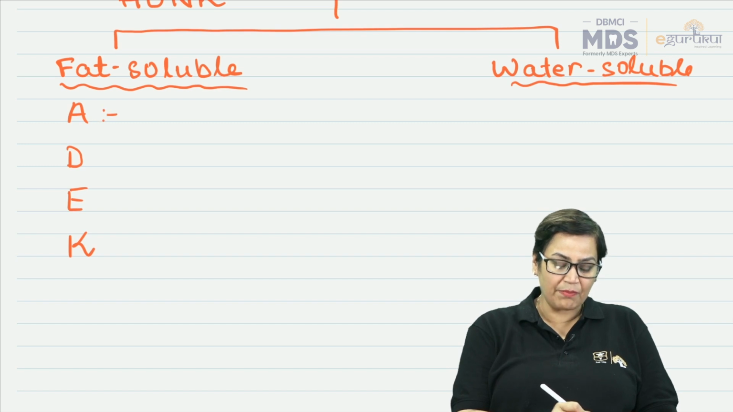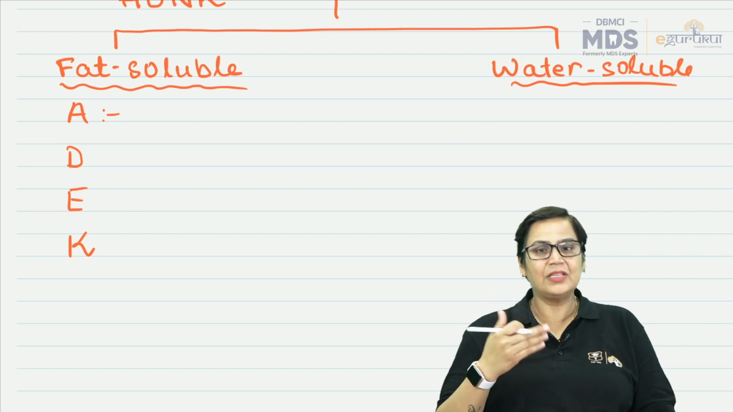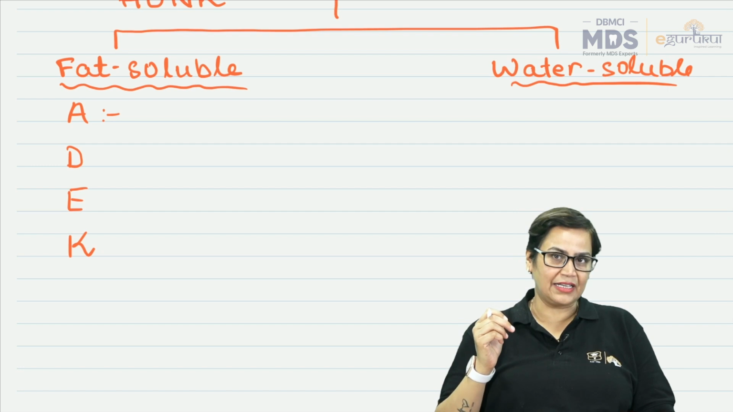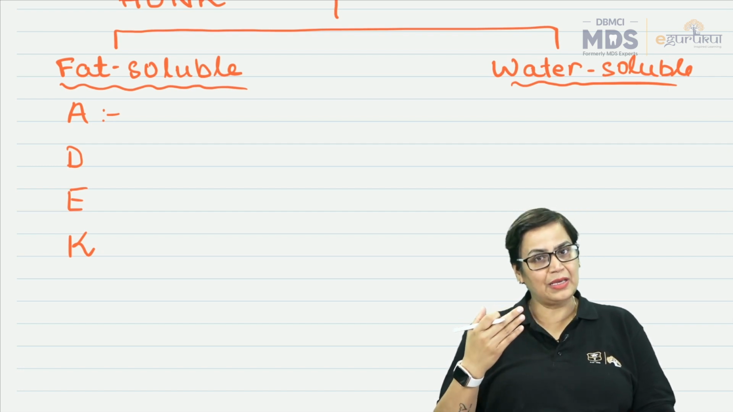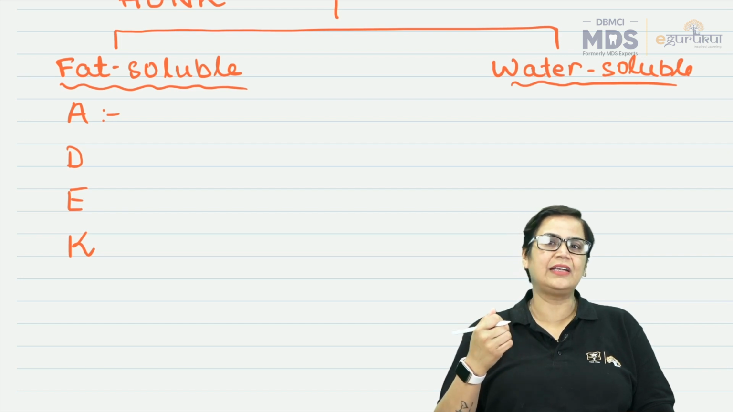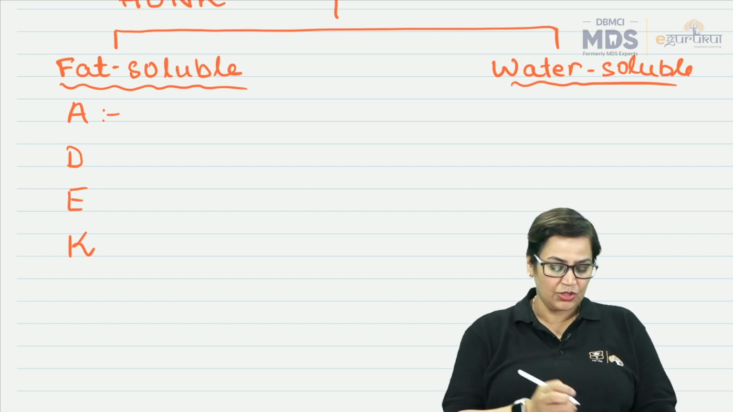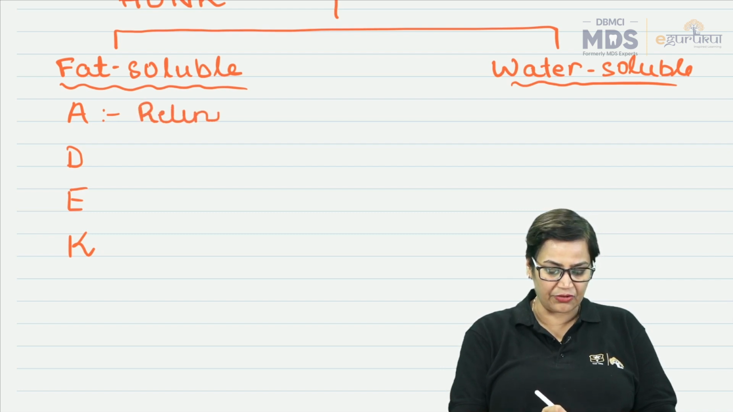And always remember, you have to focus on the active form of the vitamin. This is how the questions are asked. You should know what is the active form of a particular vitamin, what are the biochemical functions, and what are the deficiency manifestations if a particular vitamin is absent in the diet. So if you look at vitamin A, it has three active forms, but the most important one is retinol.